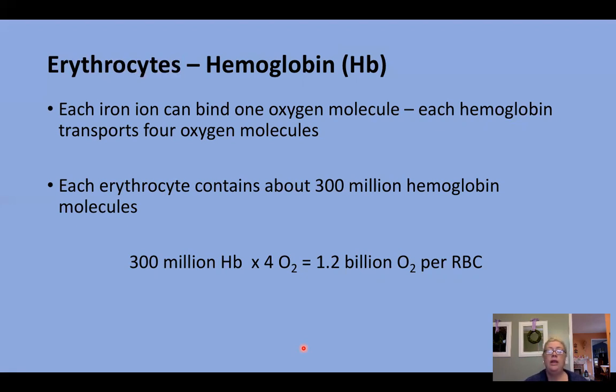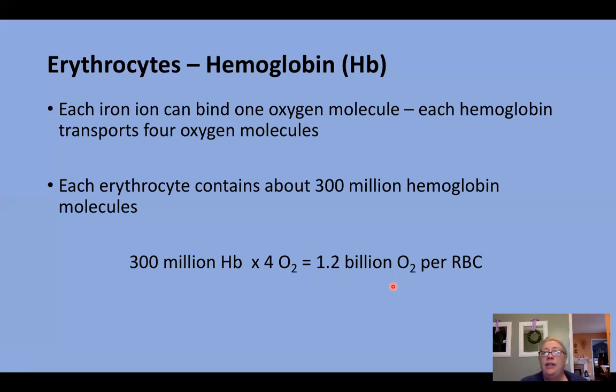So if we do the quick calculation, if one red blood cell has 300 million hemoglobin molecules, and we know that each hemoglobin molecule can carry 4 oxygen molecules, and we have this O2 here because an oxygen molecule is made up of 2 oxygen atoms, that means that each red blood cell in your body has the capacity of carrying 1.2 billion molecules of oxygen. Just one red blood cell.